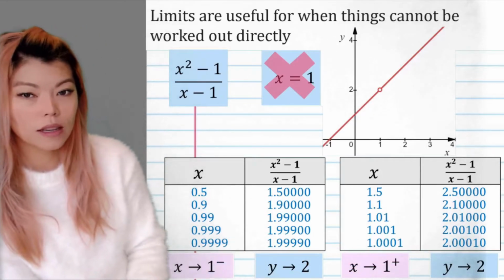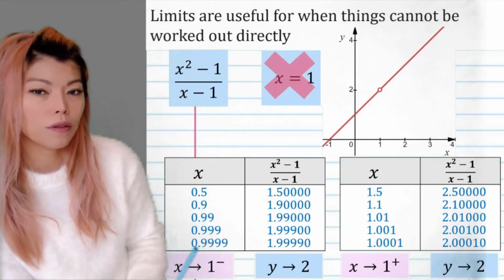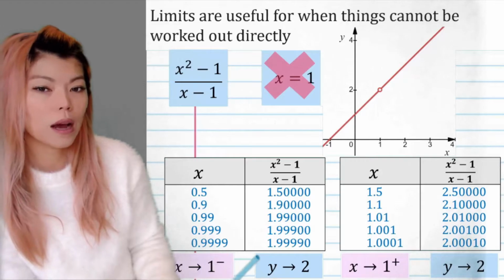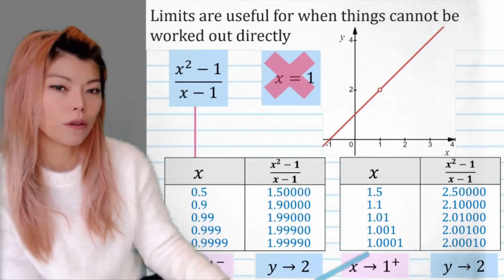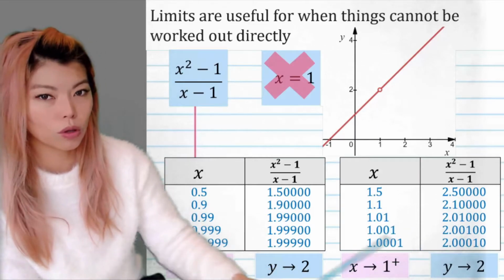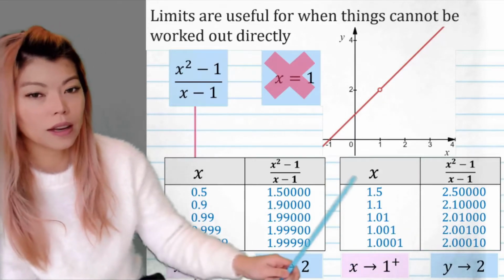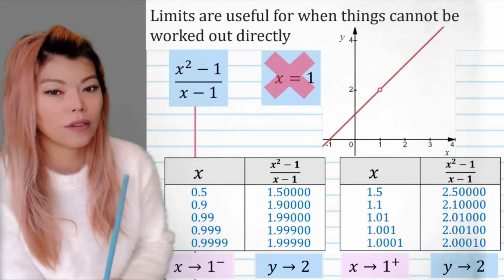How do we read this? As x is approaching 1 from the left, the limit approaches 2. As x approaches 1 from the right, the limit is also 2. When the left limit and the right limit exist and match, then we do have a limit.